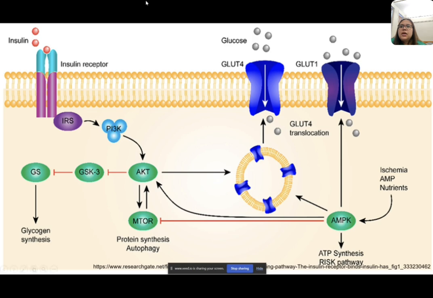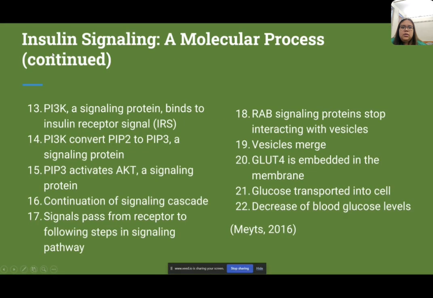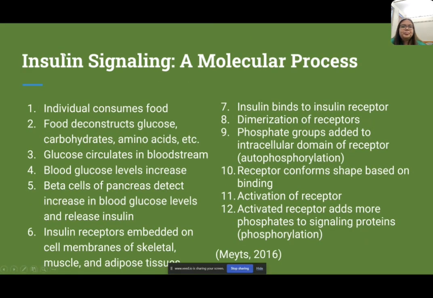The receptor would dimerize, as you can see here, di as in two. So then the phosphate groups would be added to the intracellular domain of the receptor, also known as autophosphorylation, as the receptor initiated this addition of phosphate groups. So then the receptor conforms its shape based on binding, which is similar to enzymes, I feel like, because substrates would bind to the active site of the enzyme, would be activated and change their shape.